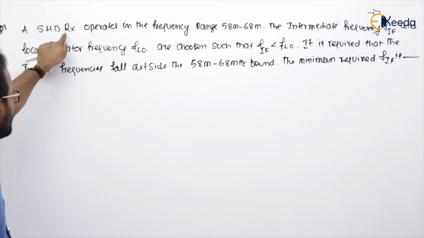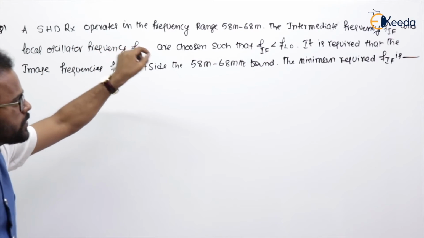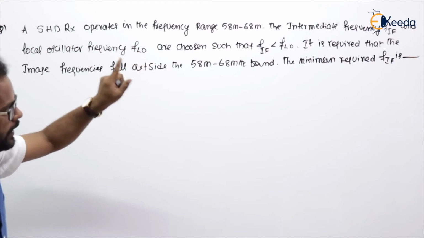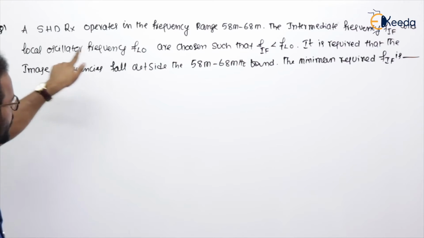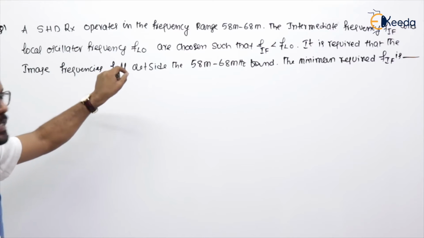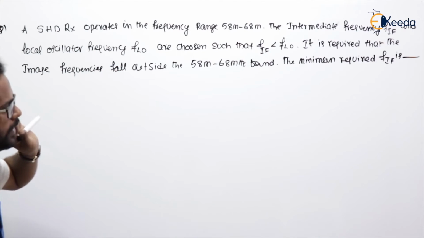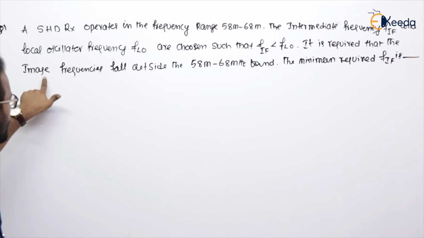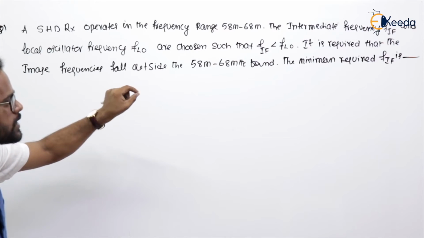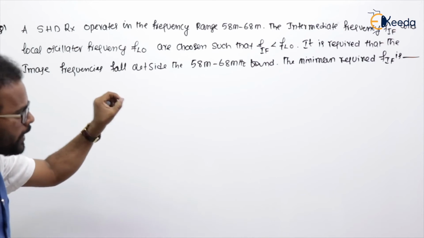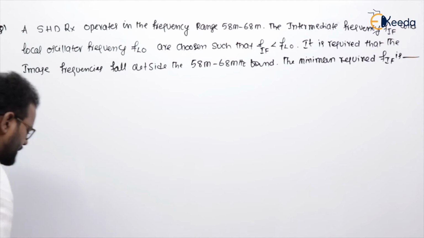A superheterodyne receiver operates in the frequency range 58 to 68 MHz. Intermediate frequency FIF and the local oscillator frequency FLO are chosen such that FIF is less than FLO. It is required that the image frequencies fall outside the 58 to 68 MHz band. Minimum required FIF is.